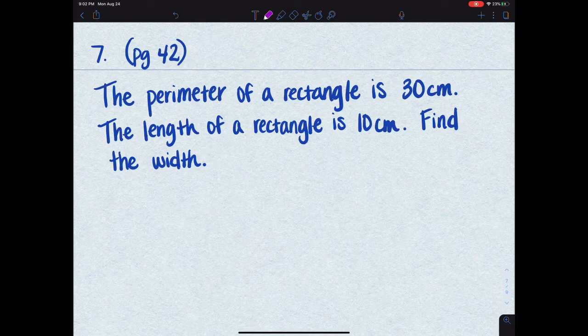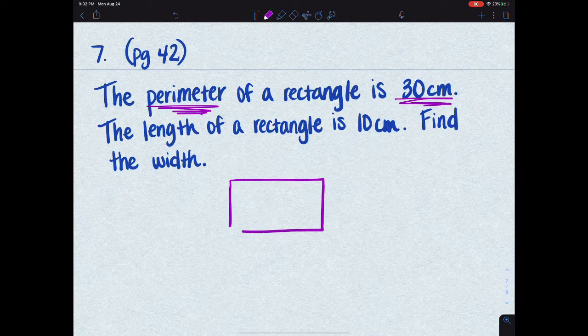So it tells us the perimeter of a rectangle is 30 centimeters. So there's 2 important things here. Perimeter, so this time you're adding up the length of all the sides. Okay, so let's draw a picture of that to figure it out. Here's a rectangle. It says the length of the rectangle is 10 centimeters, so this is 10. Find the width. So it wants to figure out this.